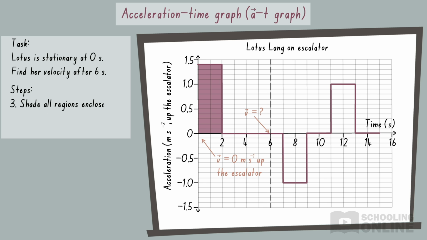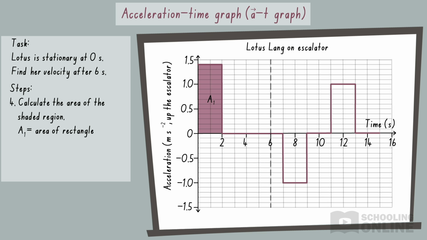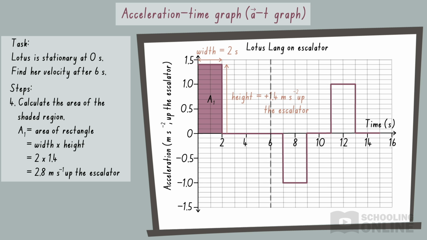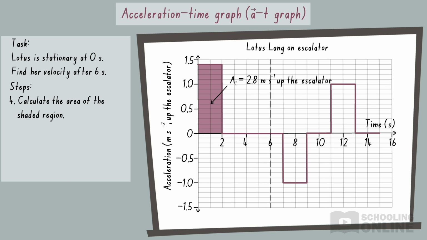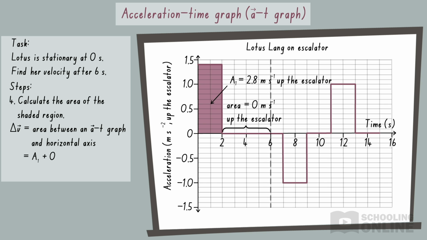Next, we shade the region between the graph and horizontal axis in the time interval 0 to 6 seconds. The first region is a rectangle with a height of 1.4 metres per second squared up the escalator and a width of 2 seconds. This has an area of 2.8 metres per second up the escalator. Between 2 and 6 seconds, the graph coincides with the horizontal axis. The area is 0, which means that the change in velocity is 0. Hence, the total change in velocity between 0 and 6 seconds is 2.8 metres per second up the escalator.